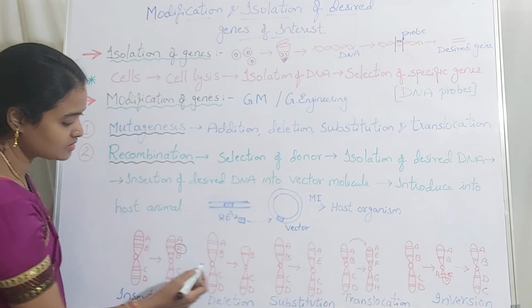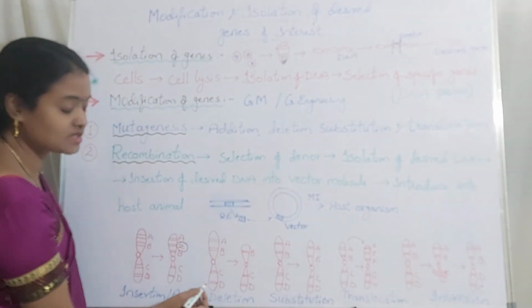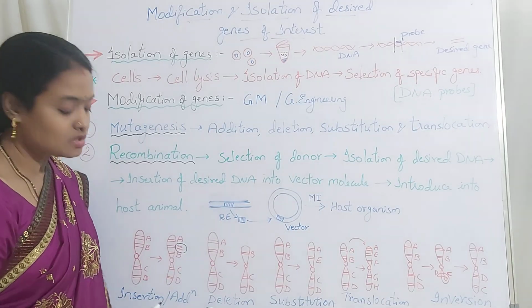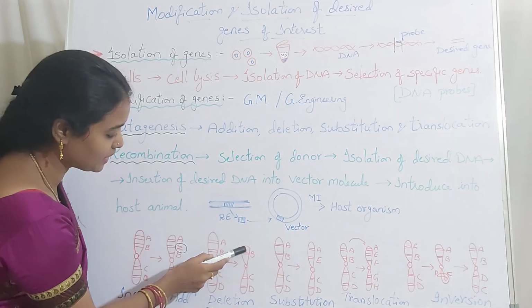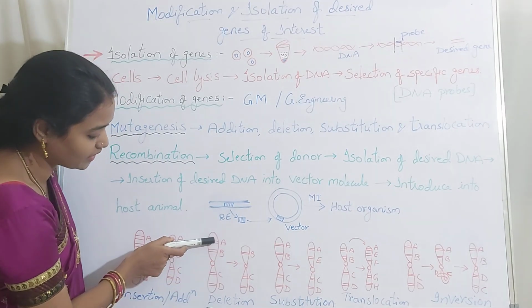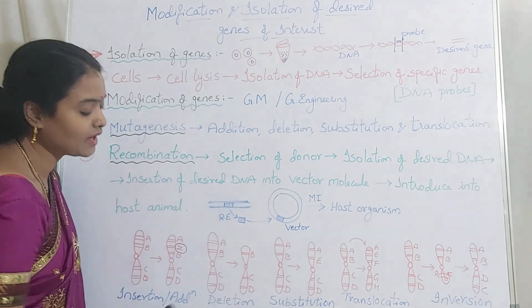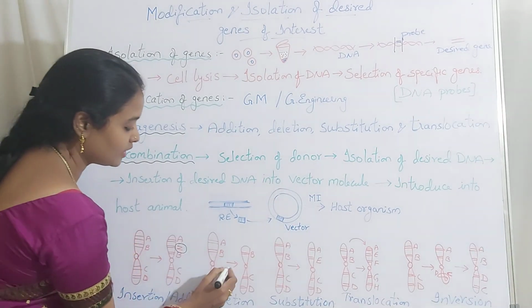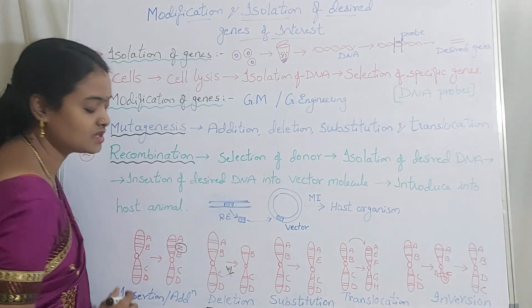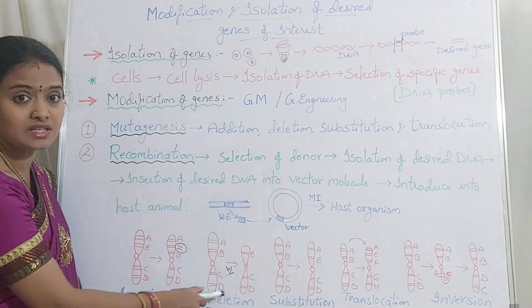Right? Then in the second case, another mutagenesis, it is deletion. So here you can see one of the bases has been deleted. Here you have A, B, C, D over the chromosome, but here A has been deleted. A has been deleted in this step. So it is base deletion.